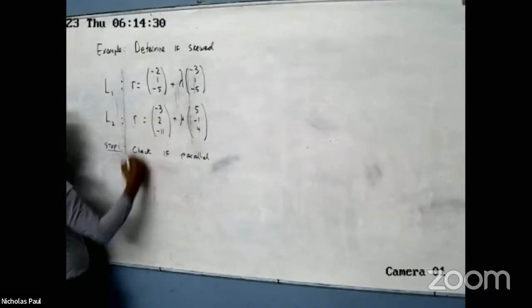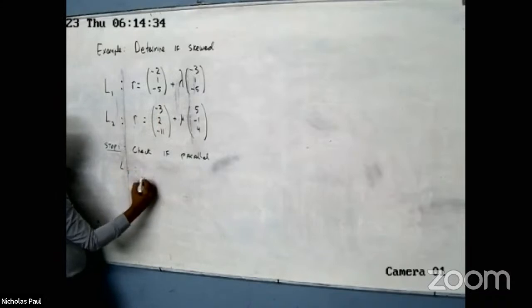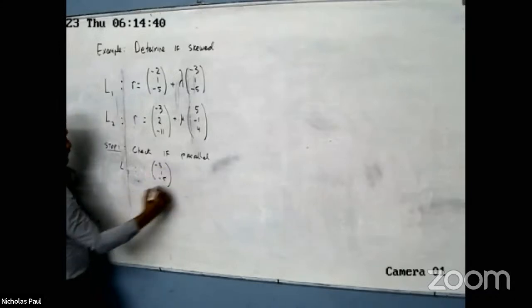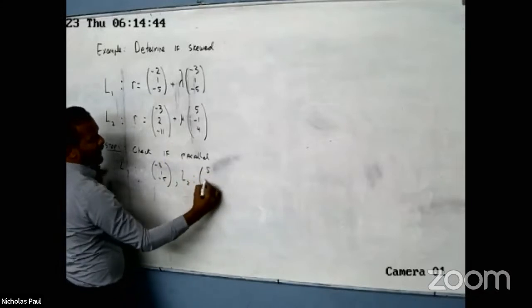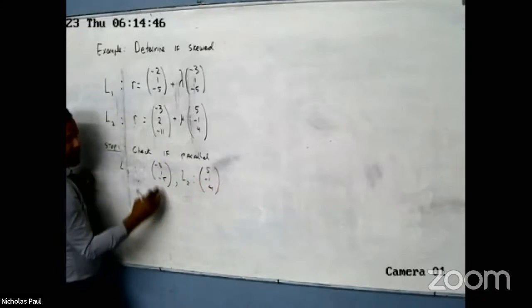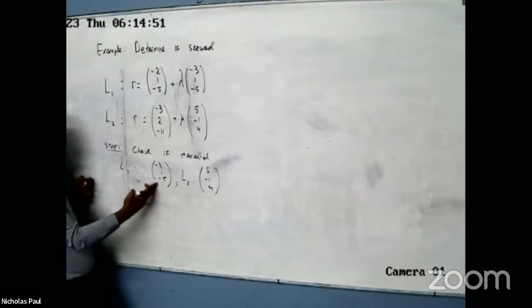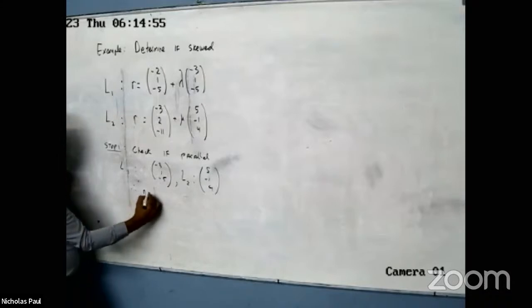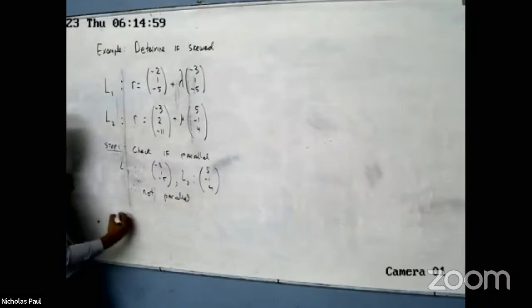So we're using the direction vectors here. For L1, the direction vector is -3, 1, -5. For L2, the direction vector is 5, -1, 4. Can I multiply one by anything to get the other? No. So therefore, they are not parallel. That's step number one.